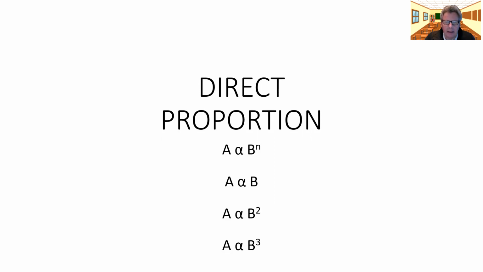What we're looking at is where we've got 2 quantities, A and B, and we say A is directly proportional to B. Now it could be B, it could be B squared, or it could be B cubed. So we'll give it the general relationship that A is proportional to B to the power n. But you've got to look at the question, and the question will tell you which form of the relationship to use.